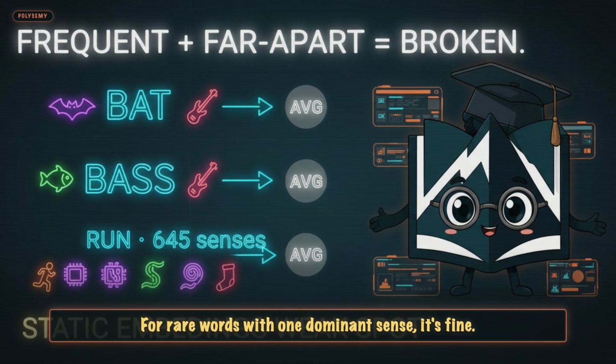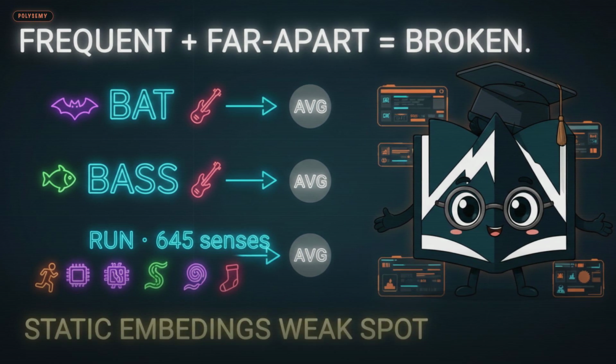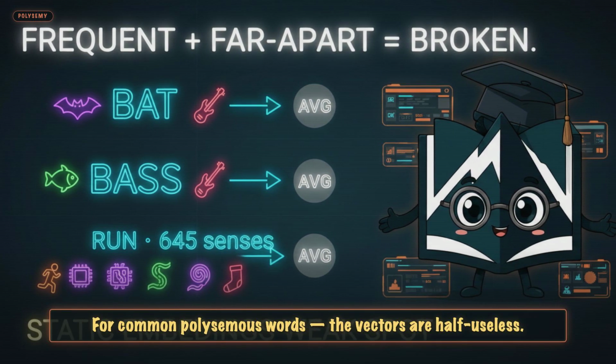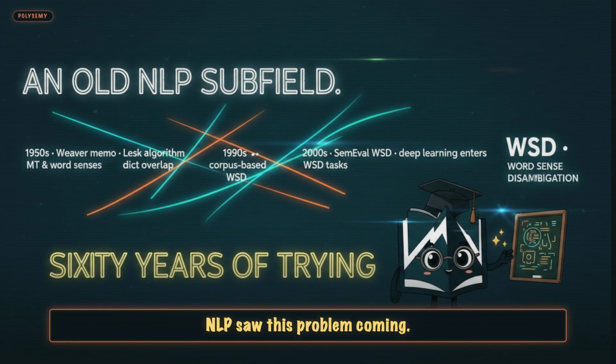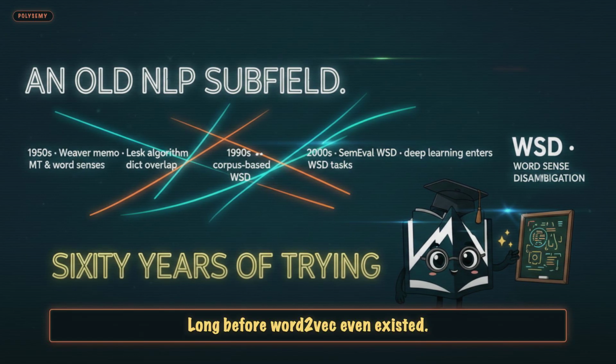For rare words with 1 dominant sense, it's fine. For common polysemous words, the vectors are half useless. Beat 3. NLP saw this problem coming, long before Word2Vec even existed.